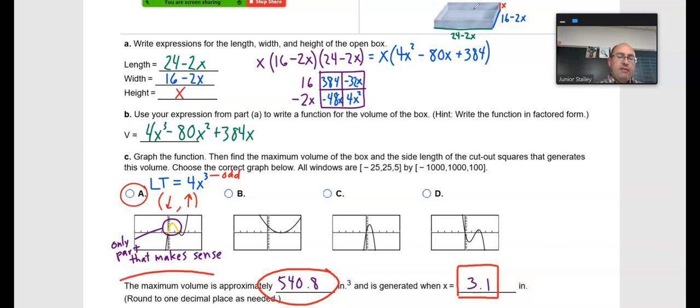So anyway, here's the graph, just like we talked about before. Plus, if you think about it, it's got a leading coefficient of +4, so the right-hand behavior has to be up. So there's no way it could be that one or that one. And then it's got an odd degree, so the left has to be opposite. Well, this goes up and up, so that disagrees. That has to be the graph on the far left.